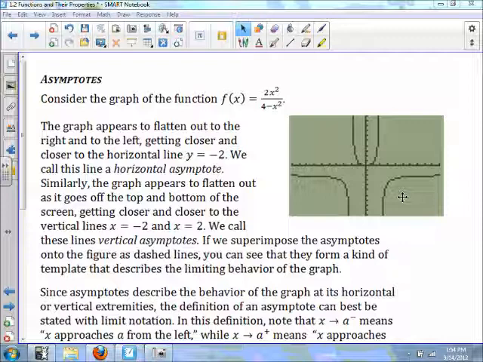Now to get your vertical asymptotes, remember the denominator cannot equal 0. So if you factor that, you get 2 plus x and 2 minus x. That's where we get our negative 2 and 2.